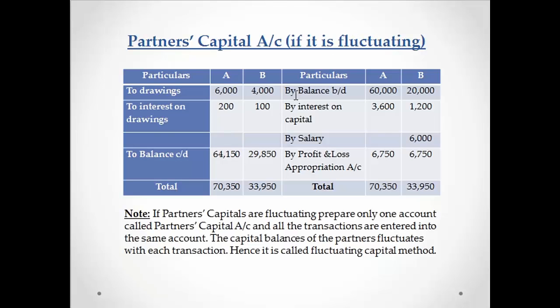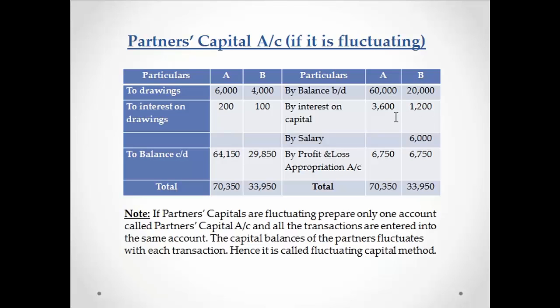I am starting with the opening capital, by balance brought down, and the amount which is taken separately for A is 60,000, and for B is 20,000. Next item to be taken to partners' capital account, if it is fluctuating, is by interest on capital. The amount taken for A is 3,600, and for B is 1,200.